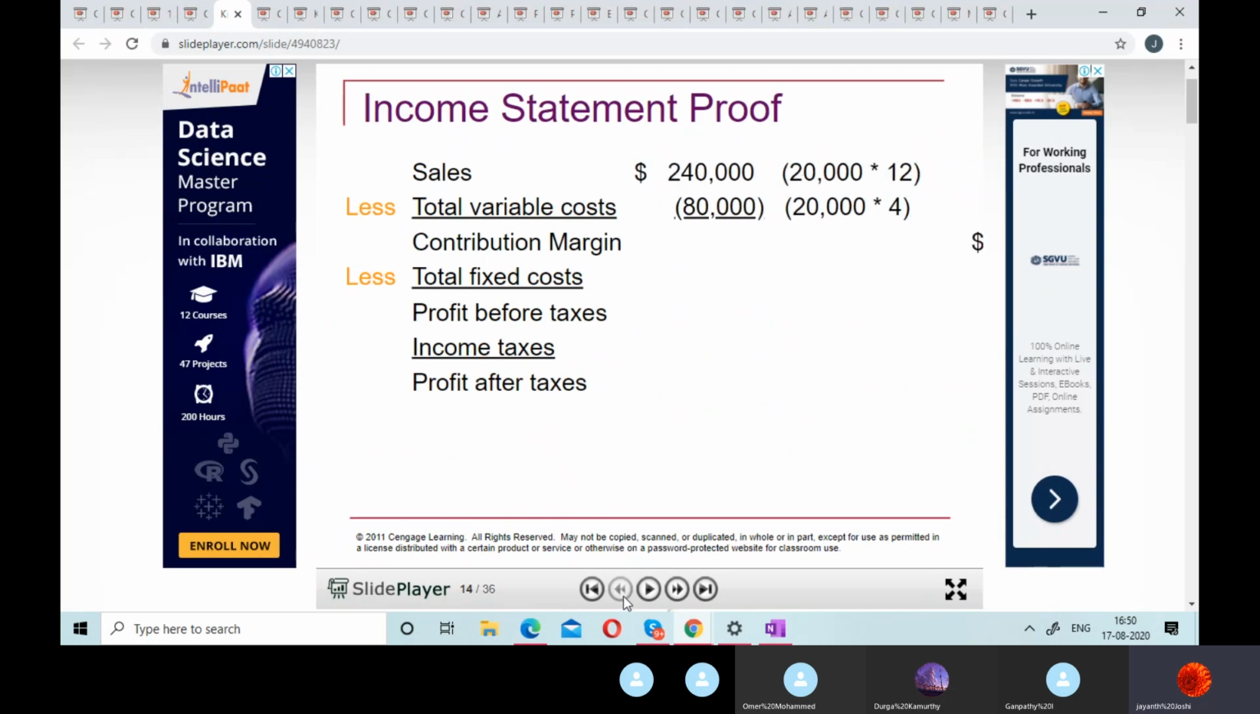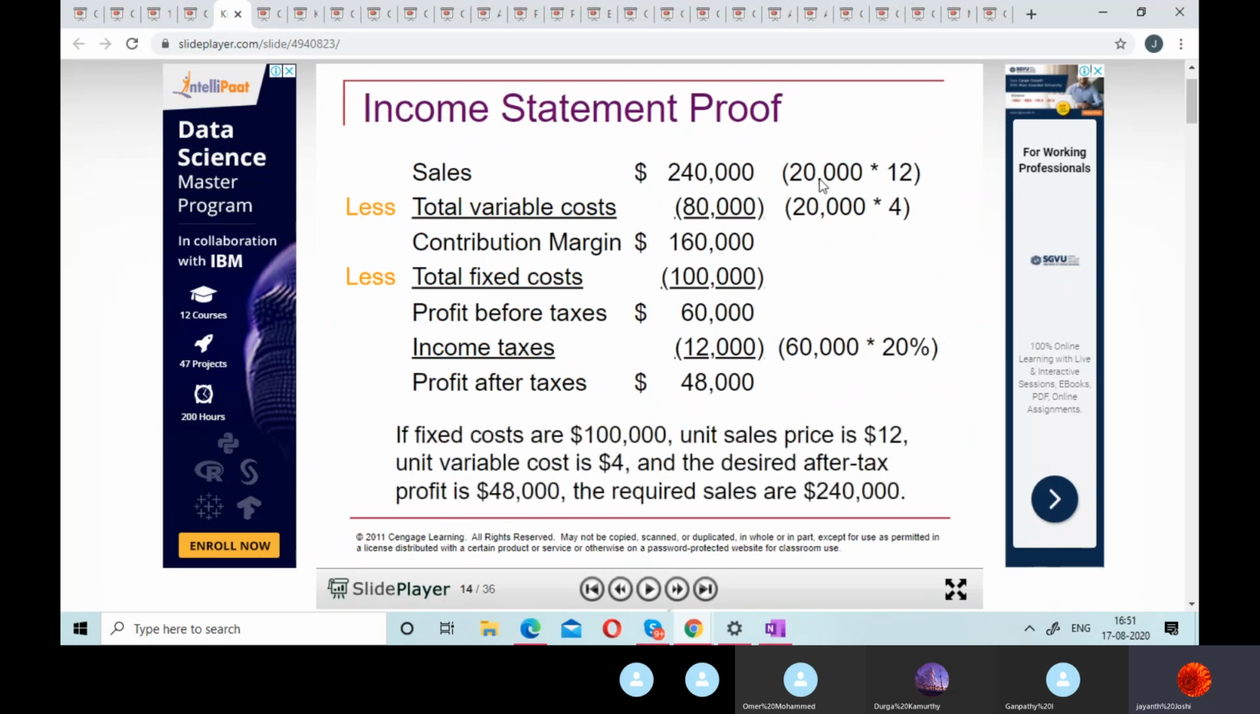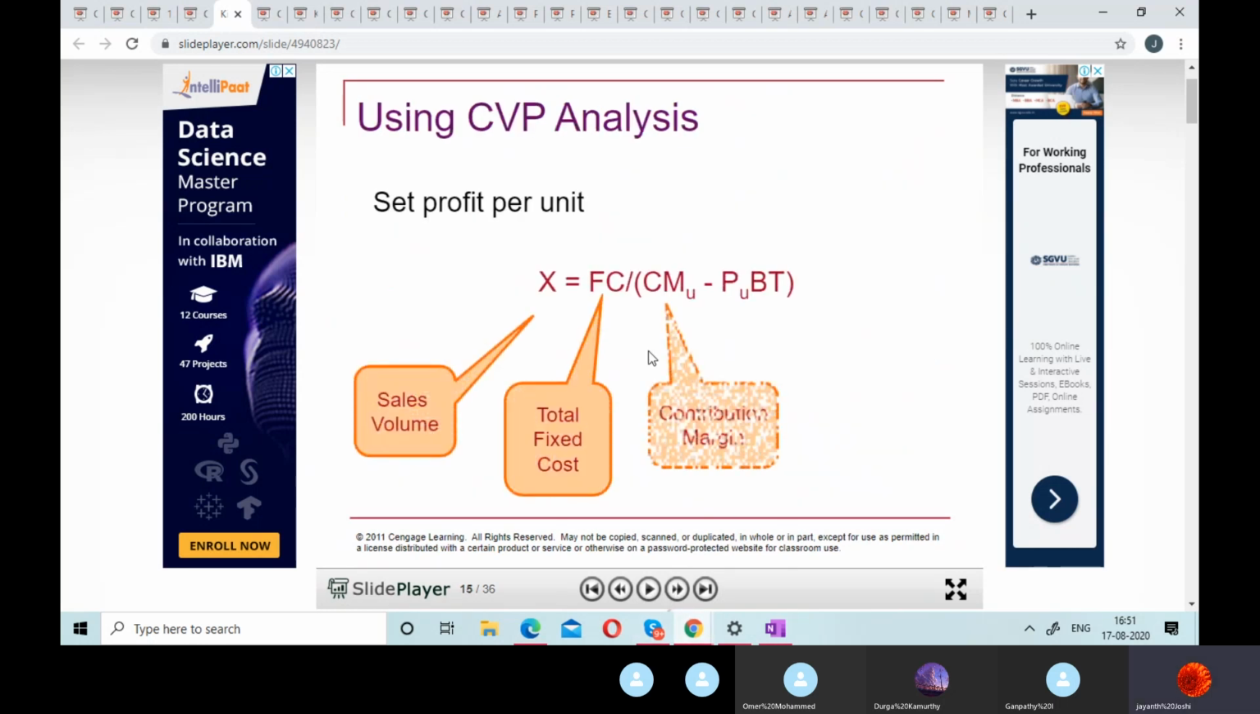How will you find that? This 48,000 that I got as profit before tax, divide it by 20,000, the number of units. How much will 48,000 by 20,000 be? You will get per unit profit. Do that. $2.4 will come. Okay, so now let's calculate. Fixed cost was 1 lakh. Contribution margin per unit is like 8 minus 2.4, 5.6. Just a second. Sales volume, total fixed cost, contribution margin per unit, profit per unit before tax, set profit per unit.